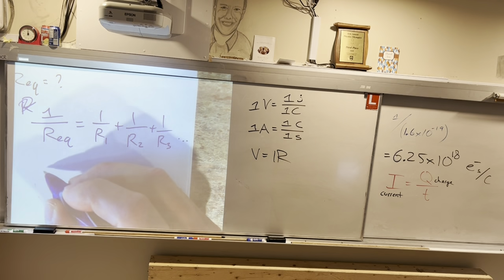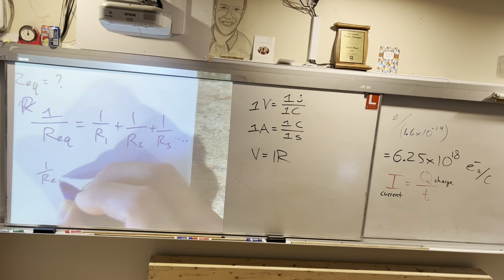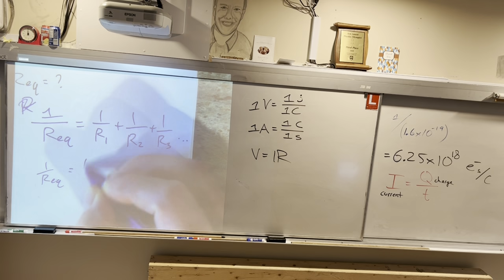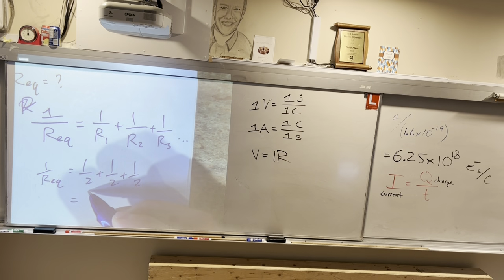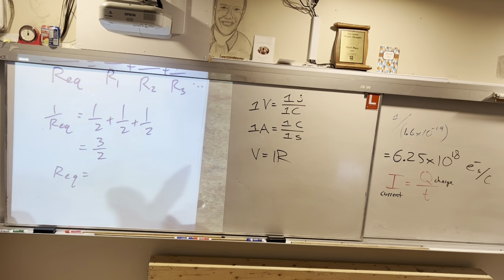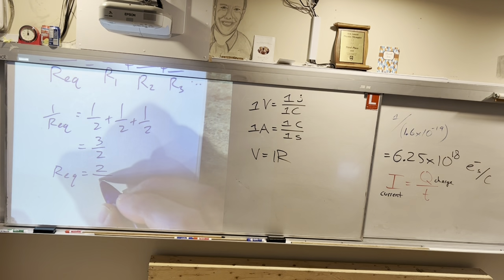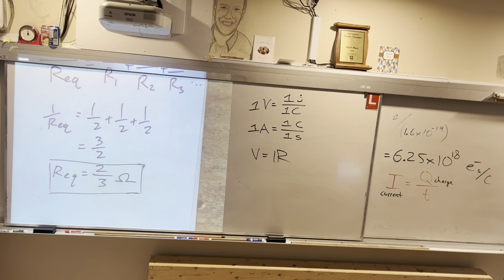So we can write that out as well. We can say, well, 1 over REQ is equal to 1 over 2 plus 1 over 2 plus 1 over 2. And that's going to be equal to 3 over 2. And so our REQ is equal to the inverse of that, which is 2 over 3. And that would be in ohms. Where would your REQ be though? In all 3? Where? In the entire circuit, wherever. Yeah, they're going to be in different places, right?